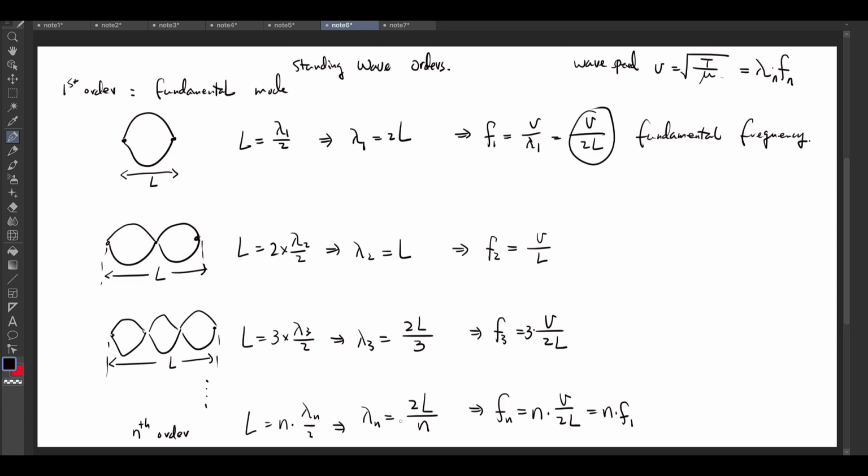And in terms of lambda here, lambda 1 equals 2L, and so we have lambda 1 over n. So for the nth order wavelength, it satisfies lambda 1 divided by n. Okay, so these are the wavelengths and also the frequencies of different orders of standing wave. And that's how you count the orders.